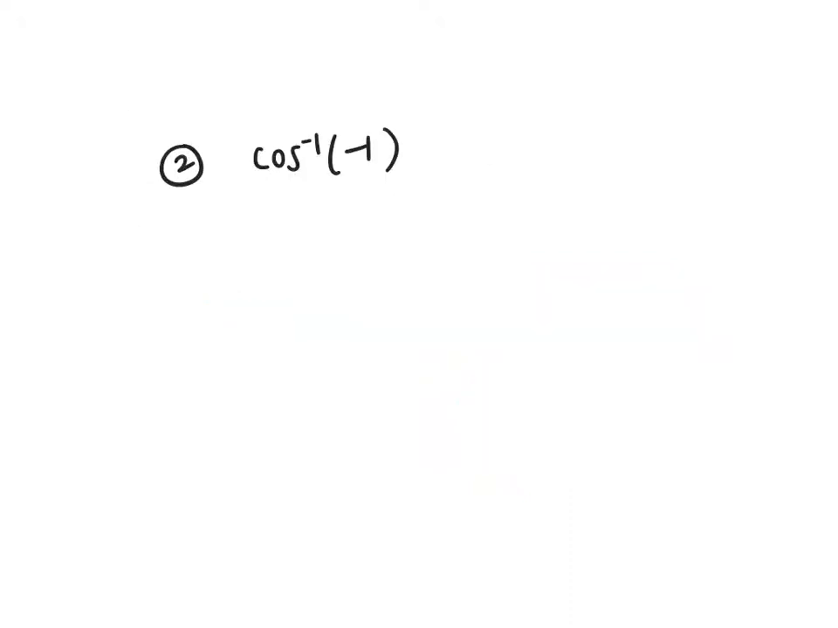What is the inverse cosine of negative 1? The correct answer is pi. Again, you look from 0 to pi for inverse cosines. And where does your x value equal negative 1? That happens at pi.